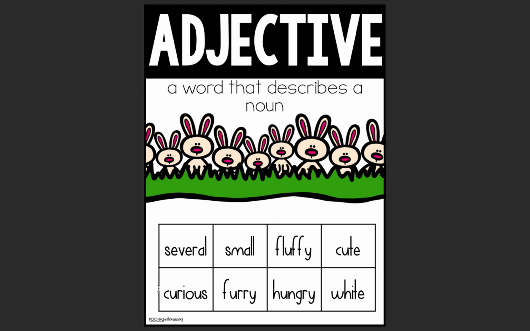Curious. The bunny is curious. Maybe he wants to see what's going on in the garden. He's a very curious bunny. Furry. Similar to fluffy, right? The bunny is very furry. So that's describing the noun, which is bunny. Hungry. Maybe the bunny is hungry for some carrots. That's describing how he is feeling or she is feeling. They're feeling hungry. And white. So remember, colors are describing words. The bunny is white.